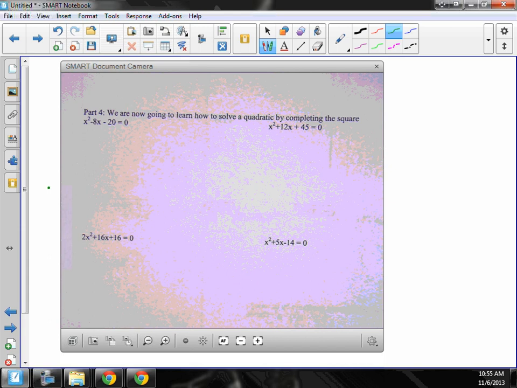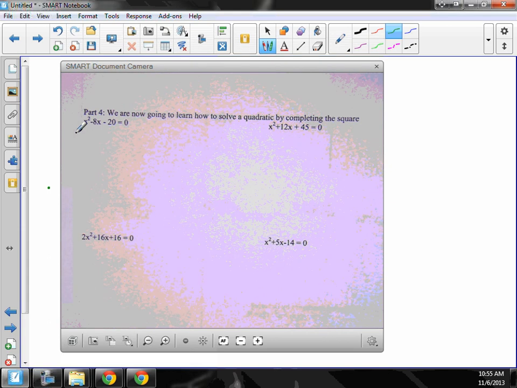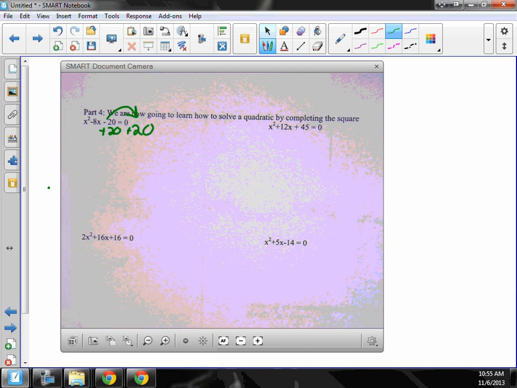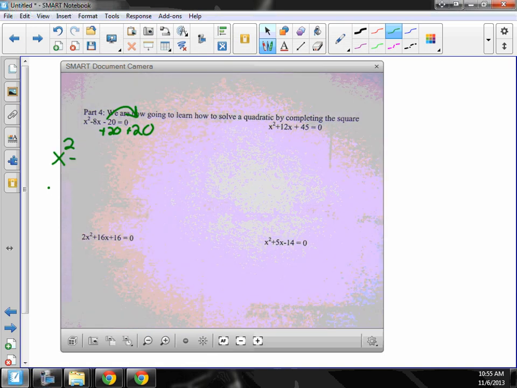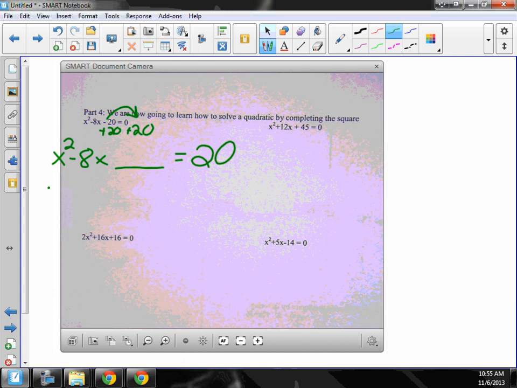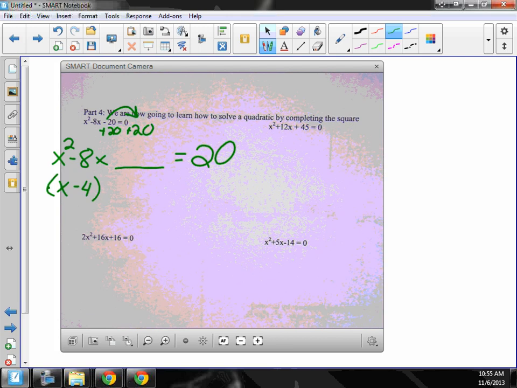If I want to find the roots by completing the square, I'm going to move the 20 to the other side. So I'm going to add 20 and add 20. So now I get x squared minus 8x, and I'm going to leave a space for that number that I need to add, equals 20. And we decided that this should be x minus 4 squared. And what number goes here? Plus 16.